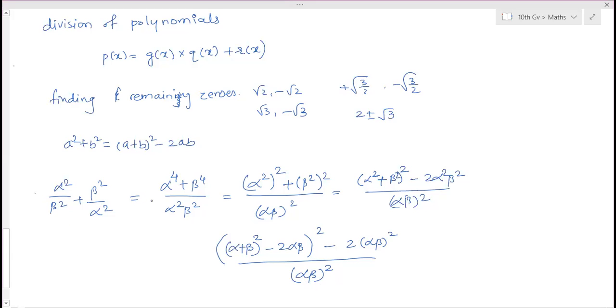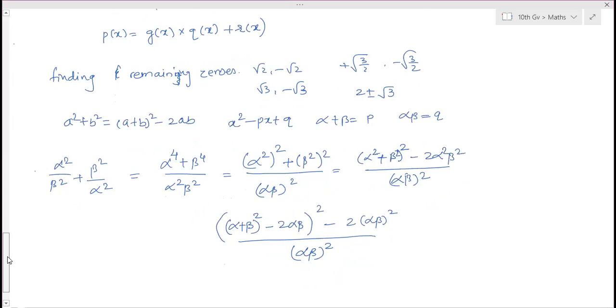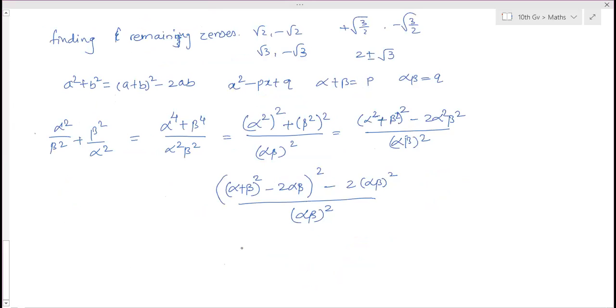The equation was x square minus px plus q. Then what is the value of alpha plus beta? P by 1, that is P. And alpha beta is q. Substitute the values. Alpha plus beta is p. So p square minus 2q whole square minus 2q square, by q square.